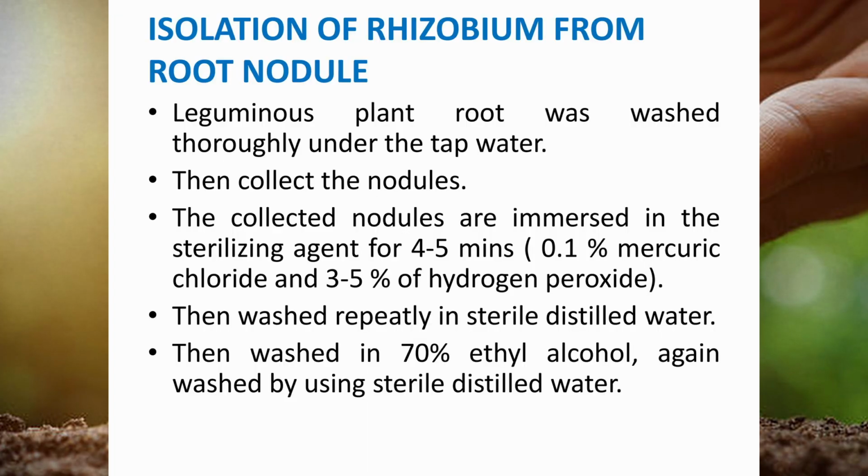Now we are going to see how to isolate rhizobium from the root nodules. First we have to uproot the leguminous plant, then the root system is washed thoroughly with tap water. Then we collect the root nodules using forceps. The collected nodules are immersed in a sterilizing agent. The sterilizing agents are 0.1% mercuric chloride and 3 to 5% hydrogen peroxide, which are used to remove soil particles and unwanted microorganisms from the surface of the root nodules.